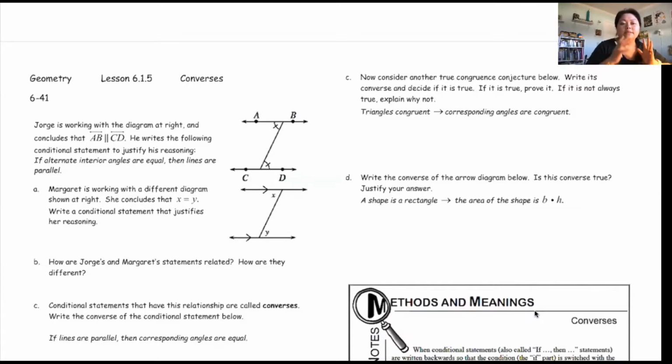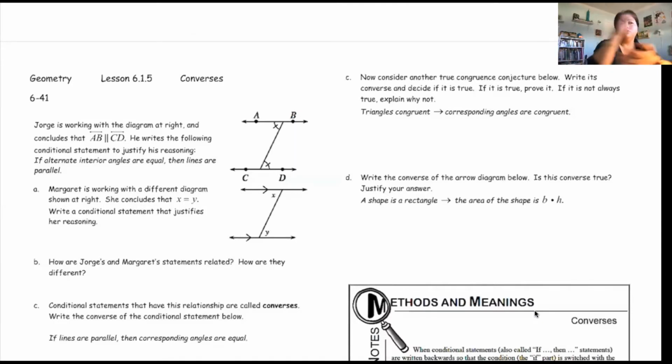Okay, so this lesson is 6.1.5. It's called Converses. What Converses is talking about is how to reverse a statement. So, for example, if you say, hey, this right angle measures 90 degrees. So if it's a right angle, it measures 90 degrees. So the converse says if it measures 90 degrees, then it's a right angle, right?